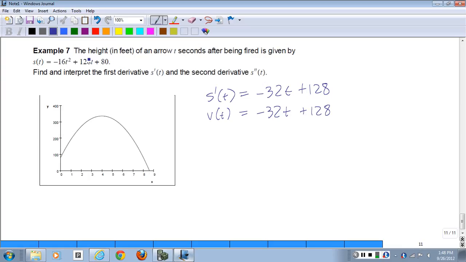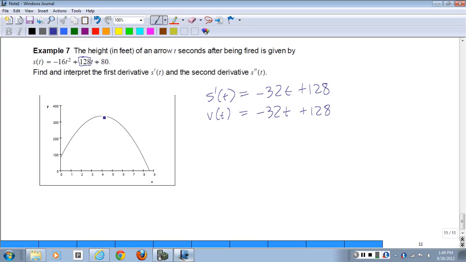Now in this, the assumption is that the initial velocity is 128 feet per second, positive, the arrow's headed up. So if the initial velocity is 128 feet per second, and the acceleration due to gravity is negative, gravity is reducing that by 32 feet per second each second. Let a second tick by, and it's going to be down to 96 feet per second. Let another second tick by, and it's going to be down to 64 feet per second. So after 4 seconds, the velocity is 0. And that's what happens right there.